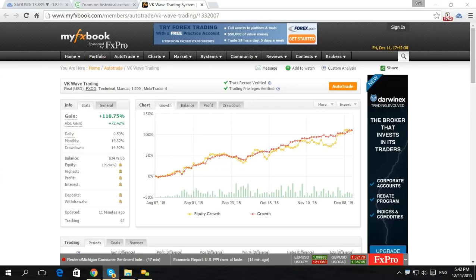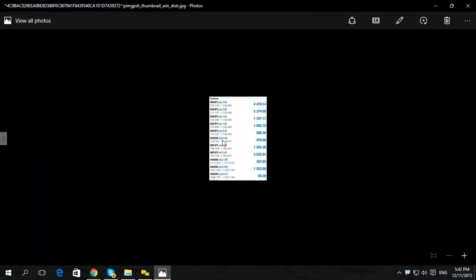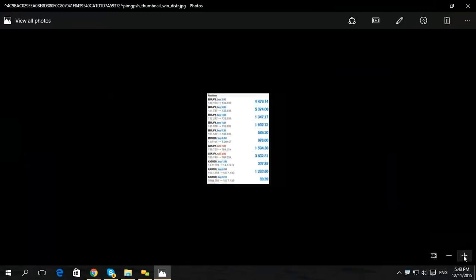The last snapshot he sent me of trades he was in this week. Let me see if I could bring up that snapshot. I think I have it on my desktop. This is a snapshot of his trades right now. It's pretty small here. Let's see if we can blow that up.